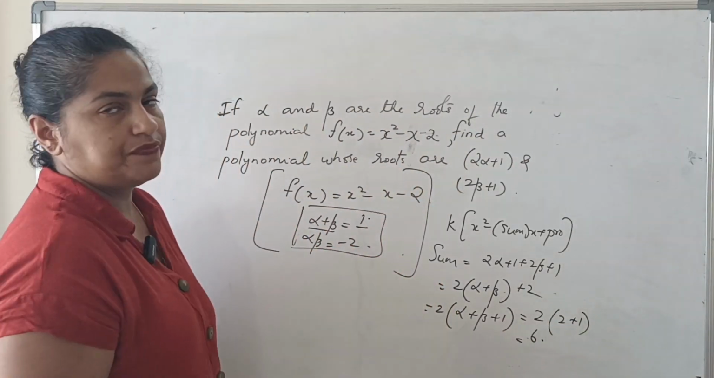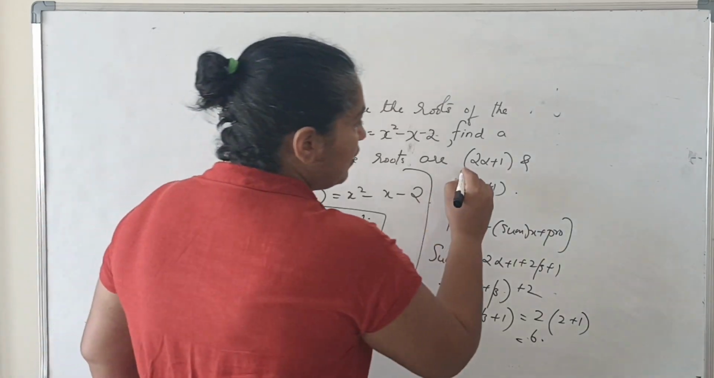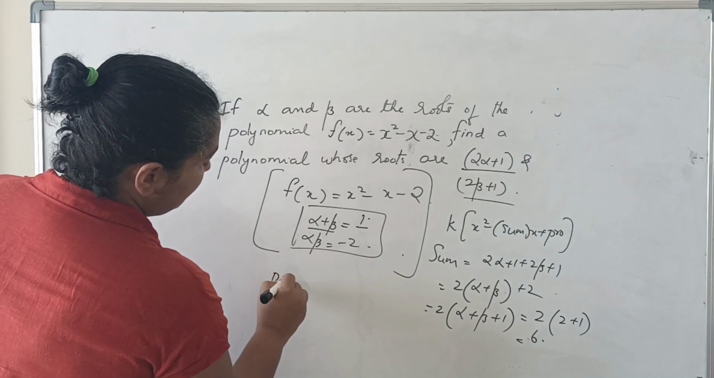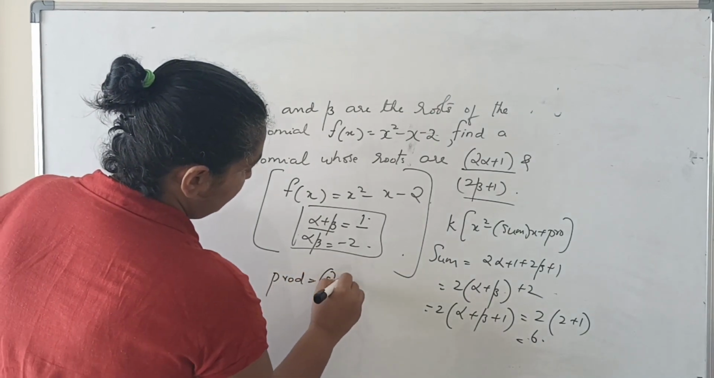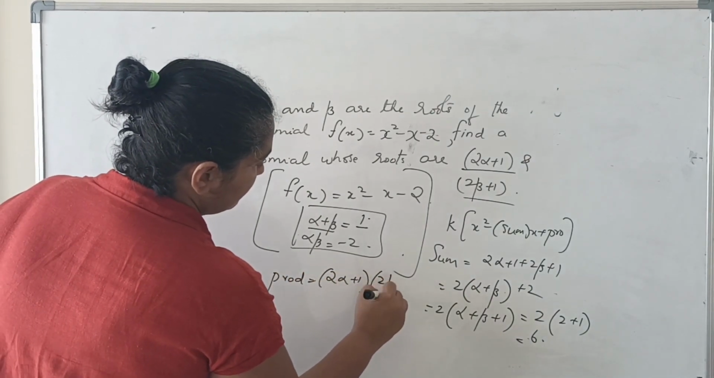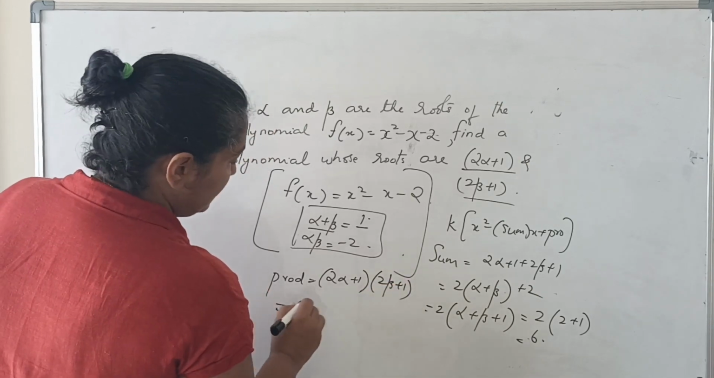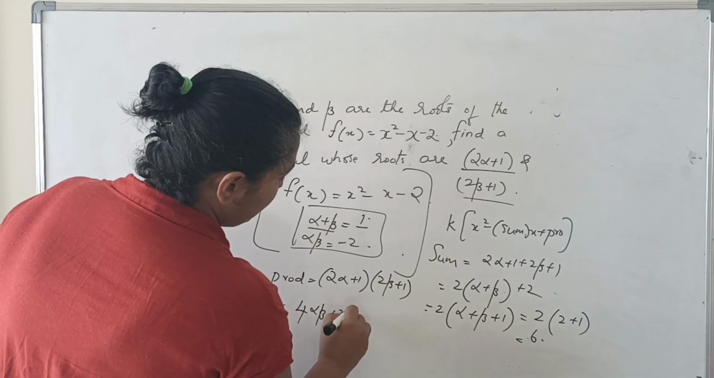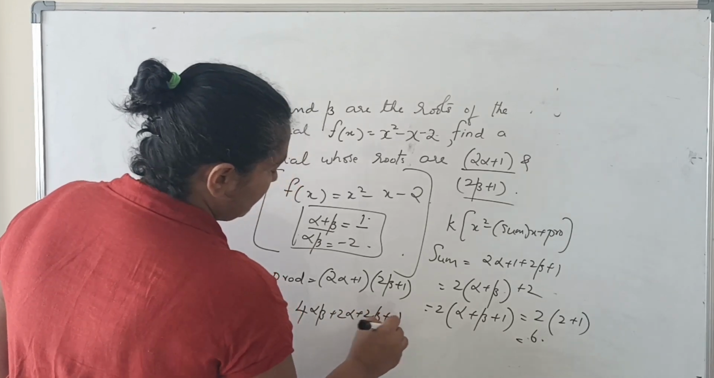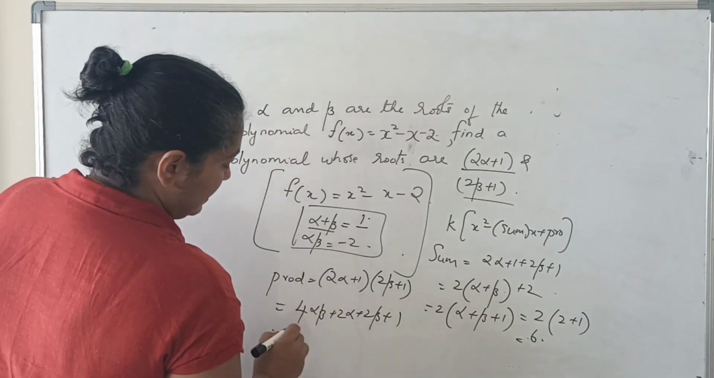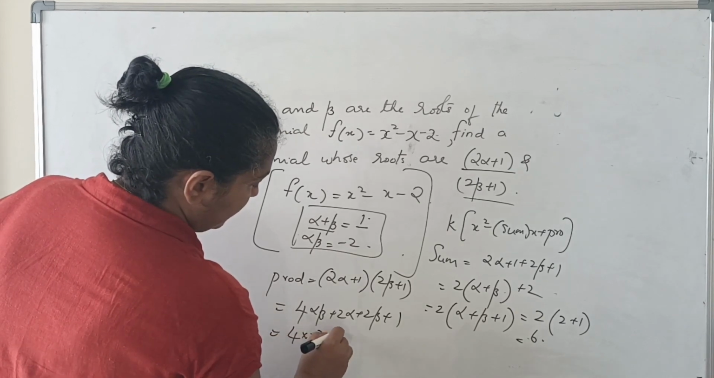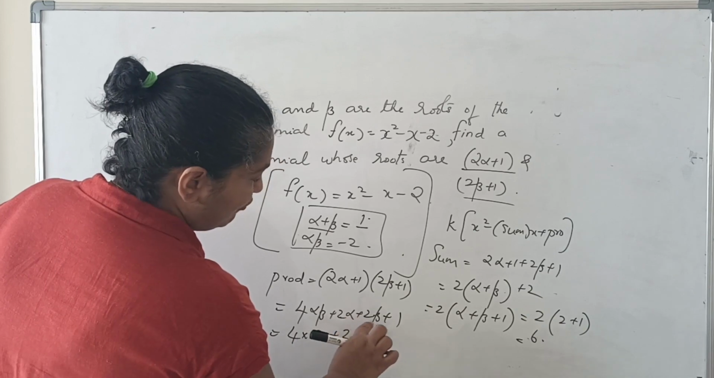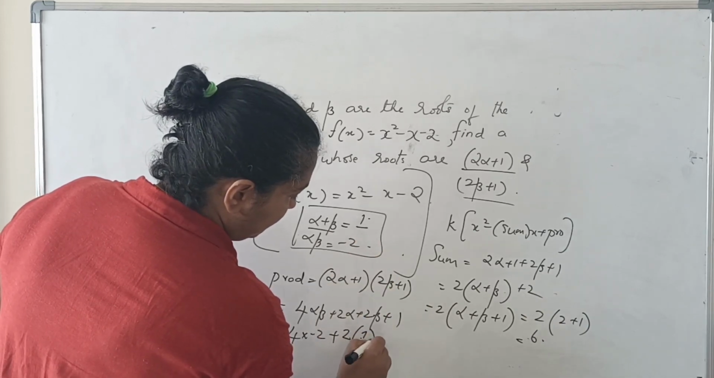Okay. Now the product of the roots is 2 alpha plus 1 into 2 beta plus 1. So let us see what we are getting. Right, we need to open the bracket. So you will get 4 alpha beta plus 2 alpha plus 2 beta plus 1. So alpha into beta is minus 2. 2 alpha plus 2 beta is actually 2 into alpha plus beta, which is 1 plus 1.